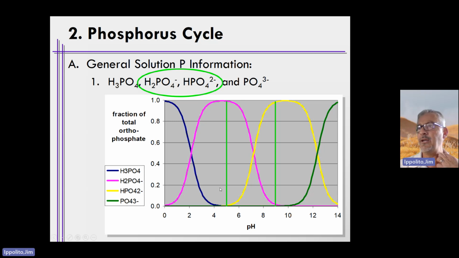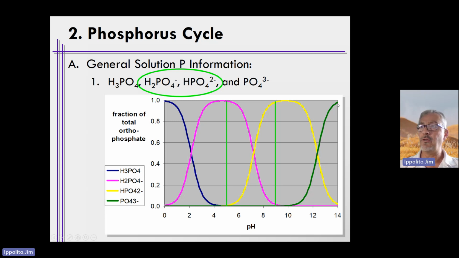Now, right about pH 5 or so, H2PO4, as you increase pH, is converted from H2PO4 in pink to HPO4 2- in yellow. Right? And if you increase the pH further, HPO4 2 minus, the yellow curve diminishes, and PO4 becomes the dominant species way out at pH 14.